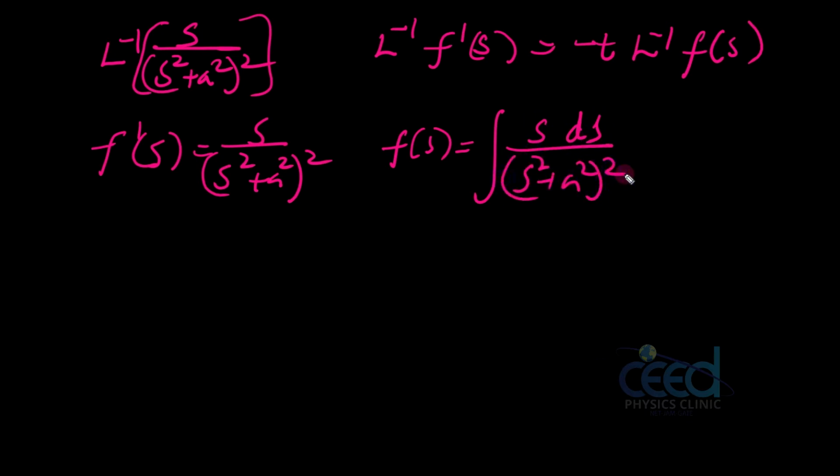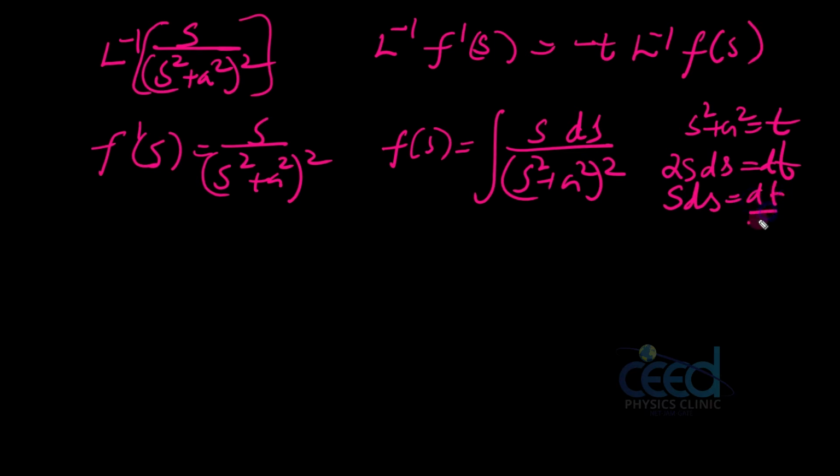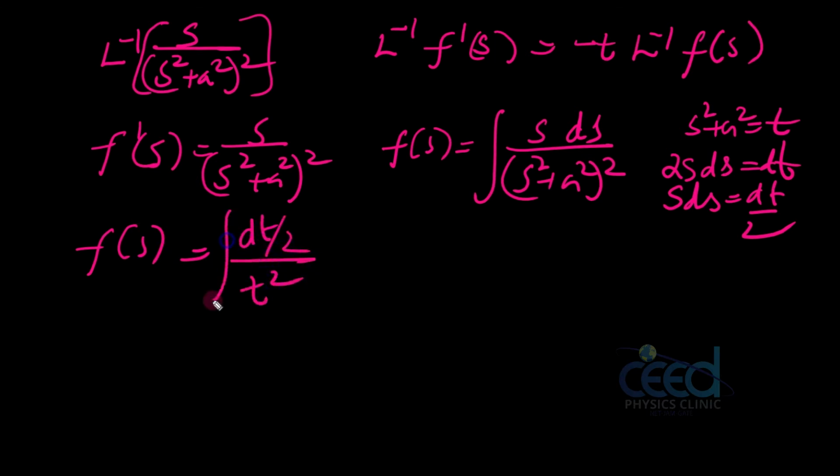Now when I am integrating, I can put s square plus a square equal to t, so 2s ds is equal to dt, that is s ds is equal to dt by 2. Substituting these values, f of s is the integral of dt by 2 divided by t square. When I integrate this, I get 1 by 2 into minus 1 by t, so minus 1 by 2t, where t is s square plus a square.